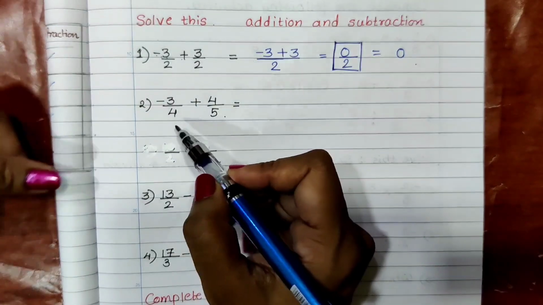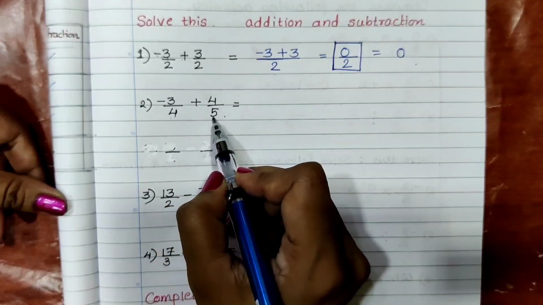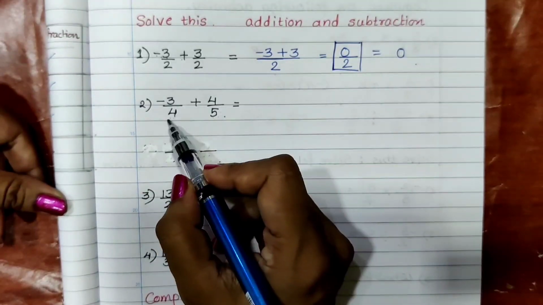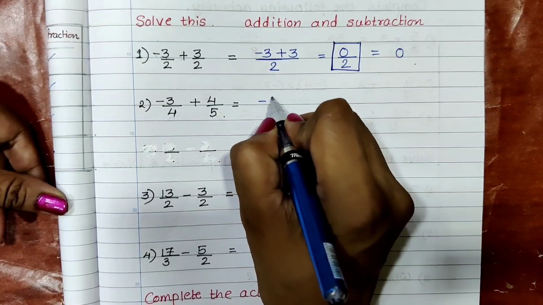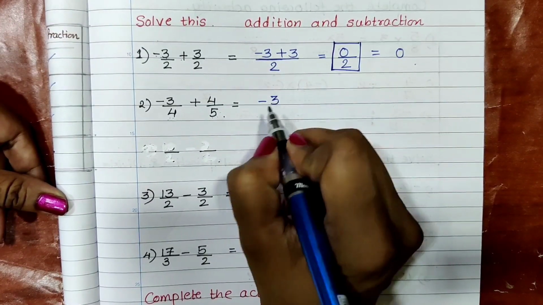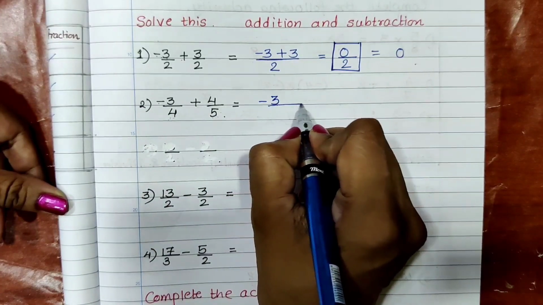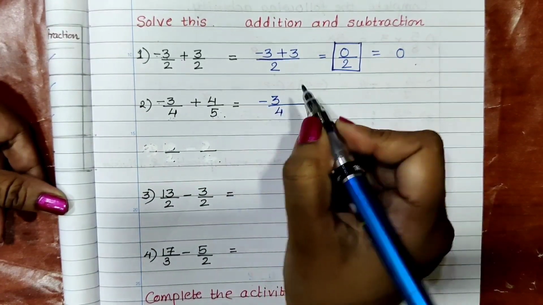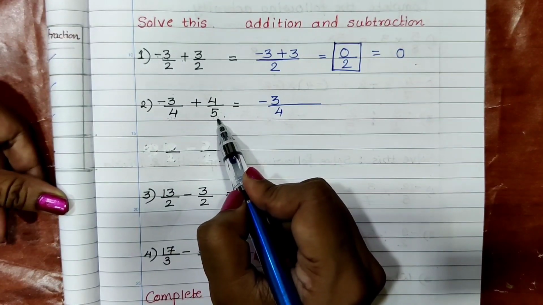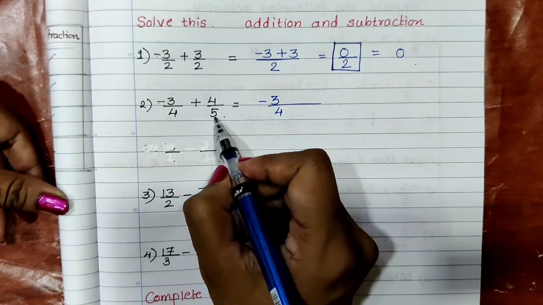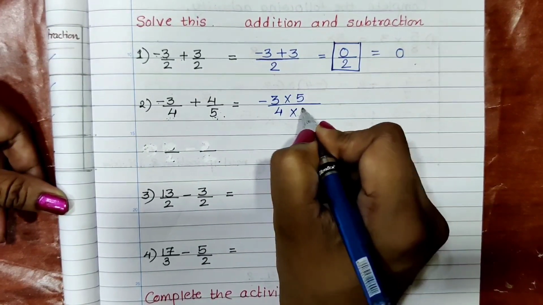Now let us see the second sum. We don't have common denominators, we don't have equal denominators. That means we have to multiply and make the denominators equal. The first one is not a fraction because a minus sign is there, so it is a rational number. The first rational number is minus 3 upon 4. So what do we have to do? We have to multiply this first fraction by the denominator of the second. The denominator of the second is 5, so we have to multiply by 5, multiply by 5.